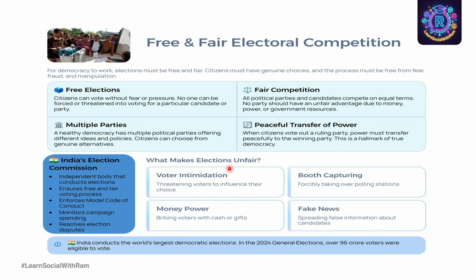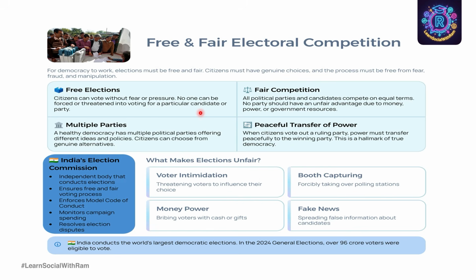Now let us try to understand the second feature of democracy, that is free and fair electoral competition. Elections must be free and fair. Elections are the heart of democracy, but elections alone are not enough. They must be genuine. So let us understand what free elections are all about. Citizens must vote without any fear. There should be no pressure and no threats. People should vote freely. That is free election.